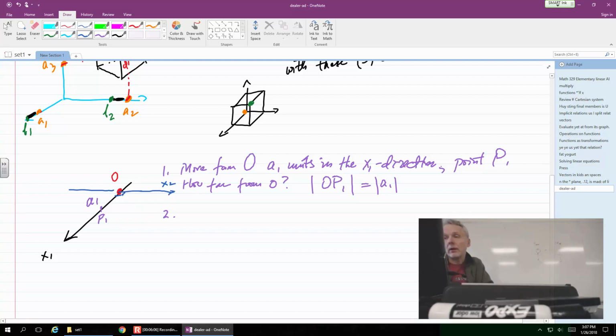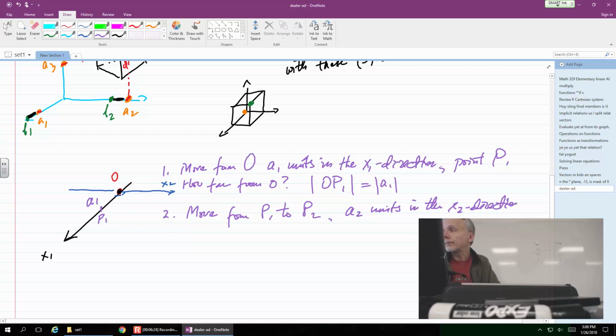And then also what happens next? We move from P1 to P2, A2 units in the x2 direction. Okay, so once again, it's P2, like this.